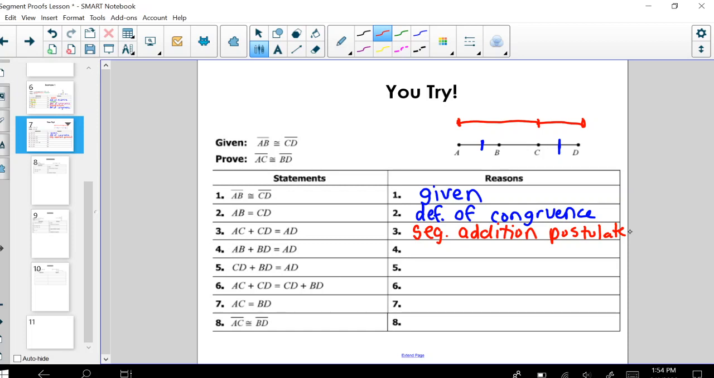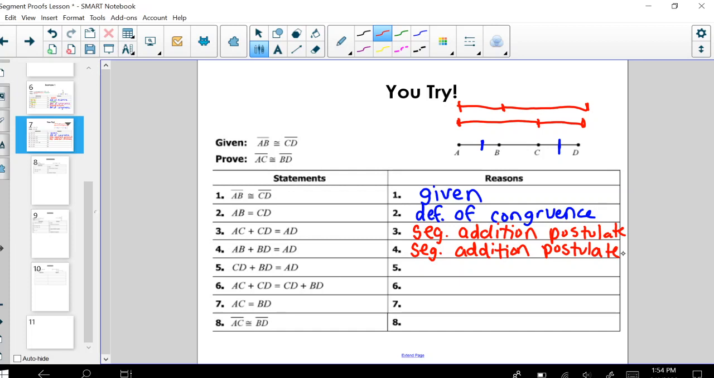Okay, now AB plus BD equals AD. Well, it's the same. I'm still doing AB plus BD equals AD. So again, that's segment addition. They just broke it into different segments, but they're still doing segment addition postulate. If you combine the parts together, they're equal to the whole.